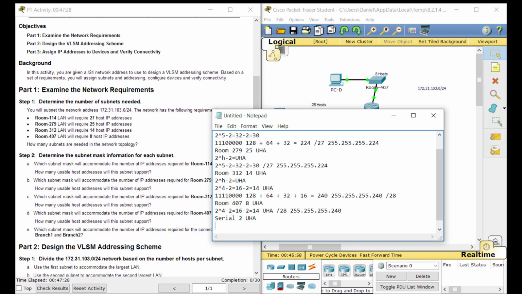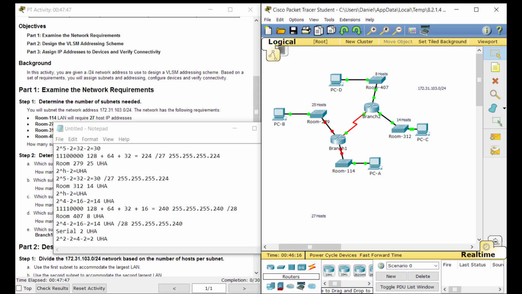And lastly, our serial connection. This one is just going to be 2 to the power 2 minus 2. I was thinking of it the other way around. 4 minus 2, 2 usable host addresses, which is all we need, because keep in mind that we only have branch 1 and branch 2 here.